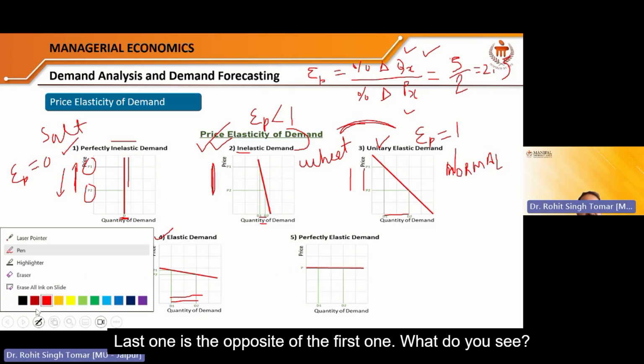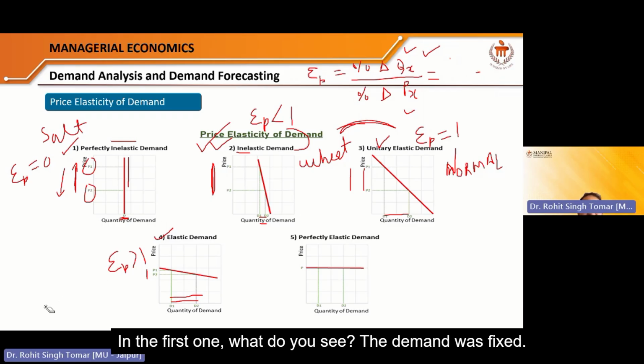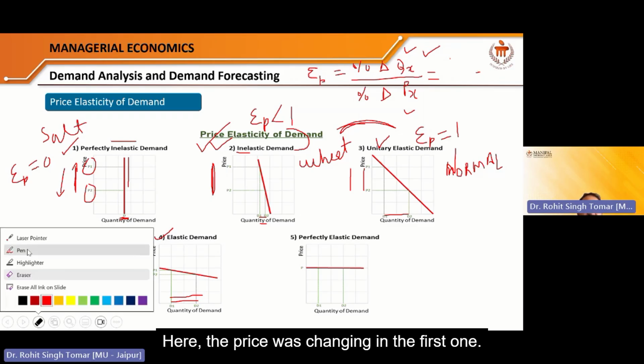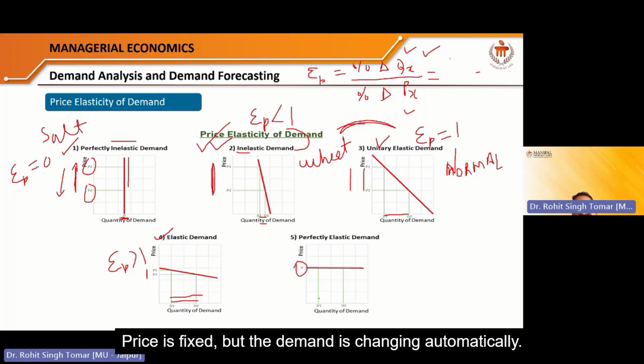And now the last one is the opposite of the first one. What do you see? Just opposite. In the first one, the demand was fixed and the price was changing. In the fifth one, the price is not changing. Price is fixed, but the demand is changing automatically.